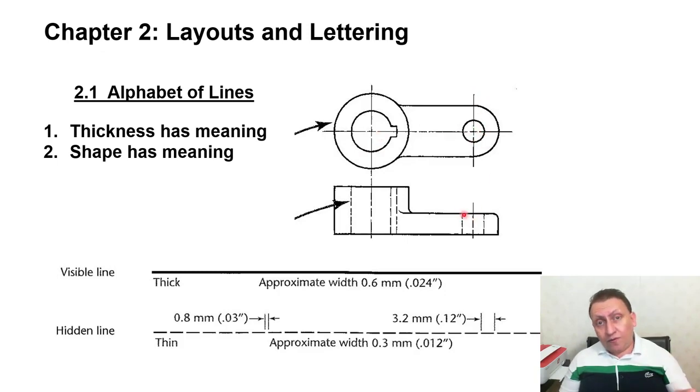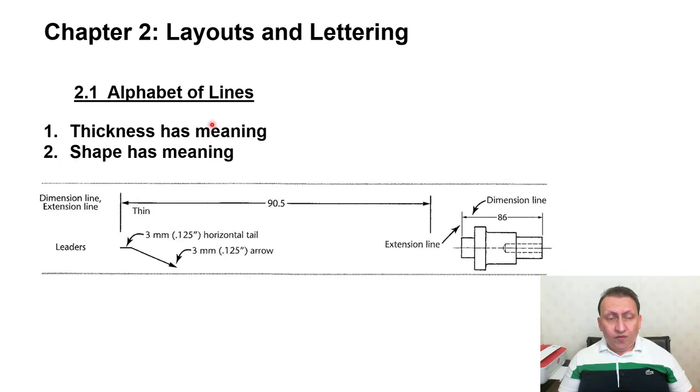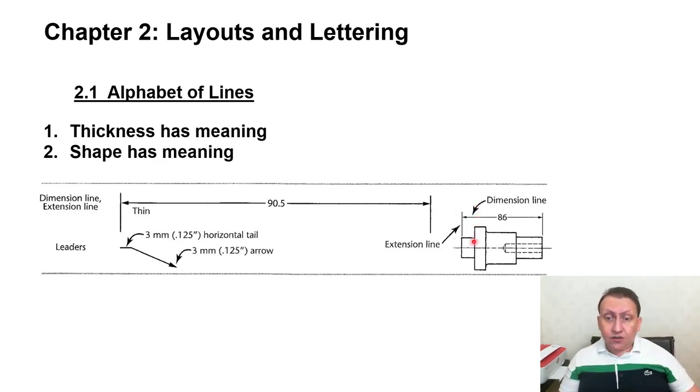But if you are looking at the hole from the side view, you represent only one line. Okay? Now, moving to another type of line, we have three types on this page. We have dimension line, extension line, and leader. Three of them are thin, three of them are continuous. So we should draw dimension line continuous, extension line continuous, leader continuous, and thin.